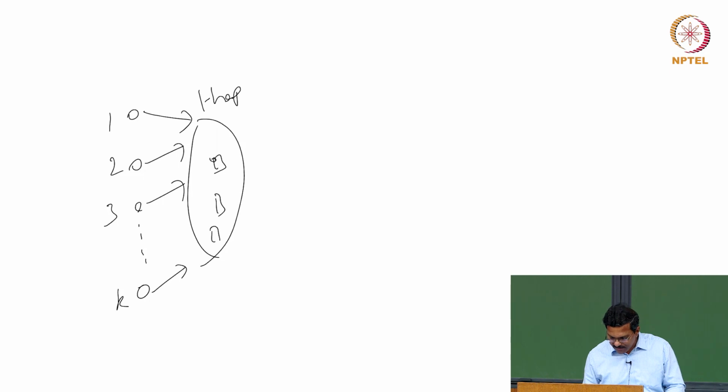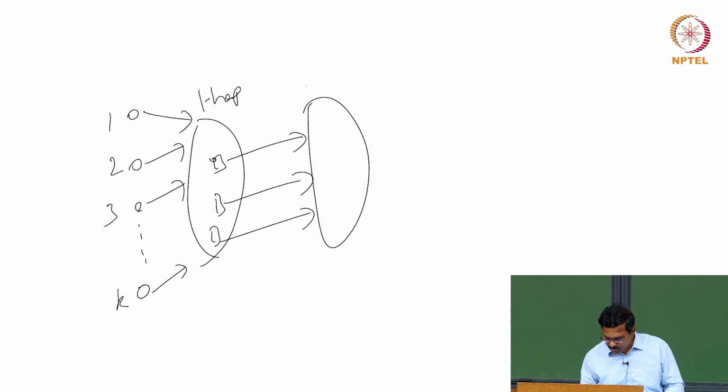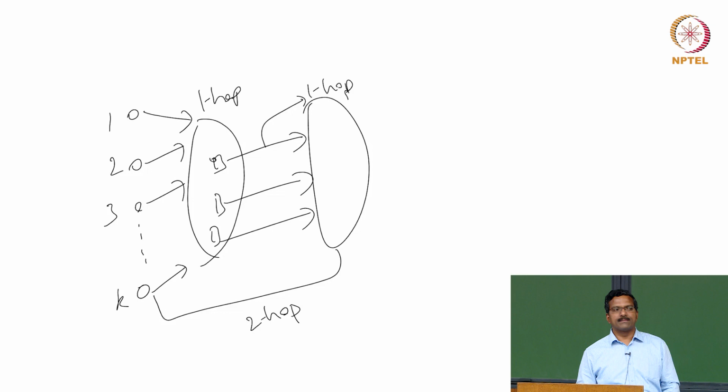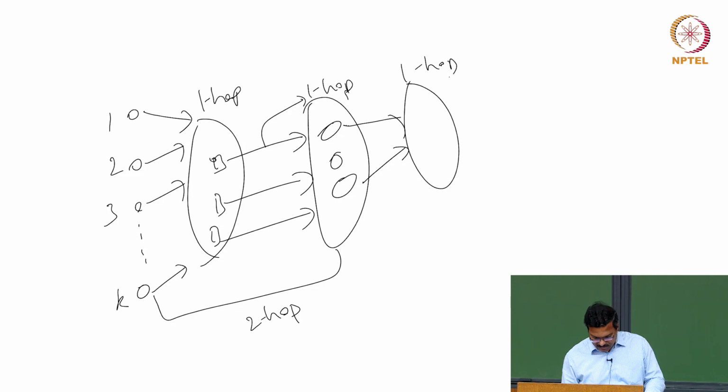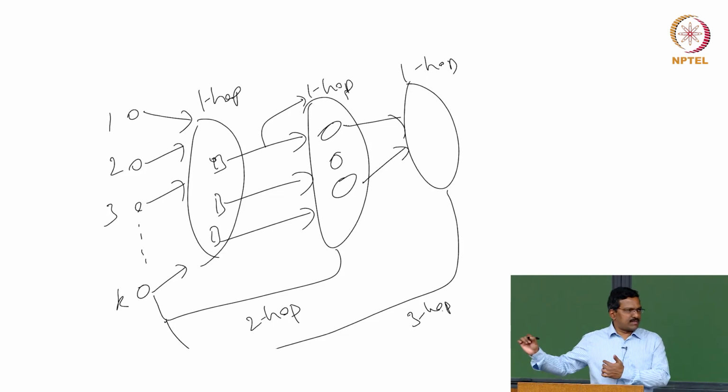So some of them buy that and they try to influence their one-half neighborhood. So the one-half neighborhood of these people will become the two-half neighborhood for the initial influential people, right? Some of the two-half neighborhood people buy the product and they in turn can influence their one-half neighborhood people, which becomes the three-half people from the initial starting point, right?